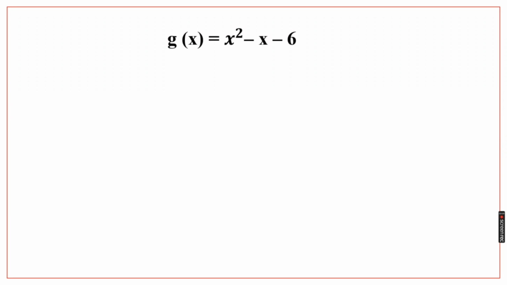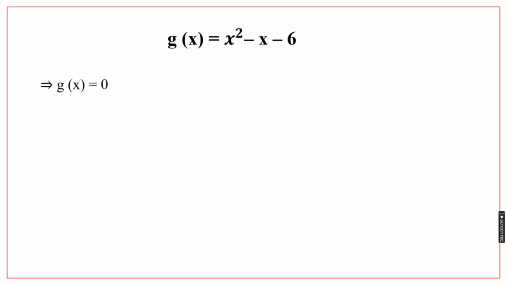In the previous video, we covered topics about zeros of polynomial functions and saw some examples in linear and quadratic functions. For more explanation, we will see two examples in this video. The first one is g of x equals x squared minus x minus 6. So find the zeros of this polynomial function. This is a quadratic function of degree 2.